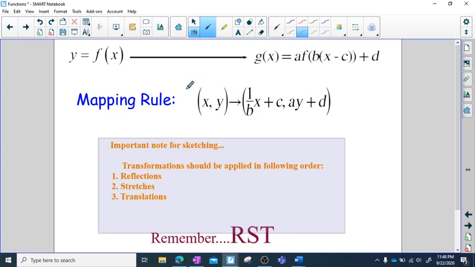So this is a generic version of transformations as a mapping rule. It's going to be really important that you're able to write these and understand how they work. We'll do some of that here in a moment.